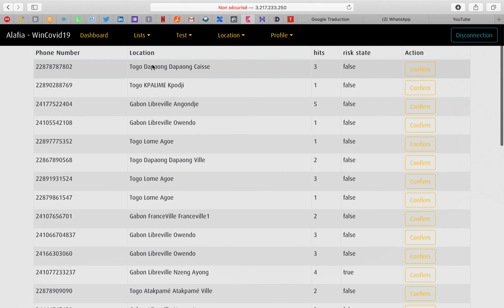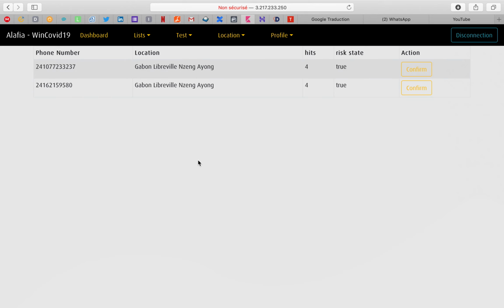So, the risk. The risk submenu is dedicated to people detected as at risk by the system thanks to our detection and forecast algorithm. Let's talk a bit about this artificial intelligence that we have developed behind our solution.